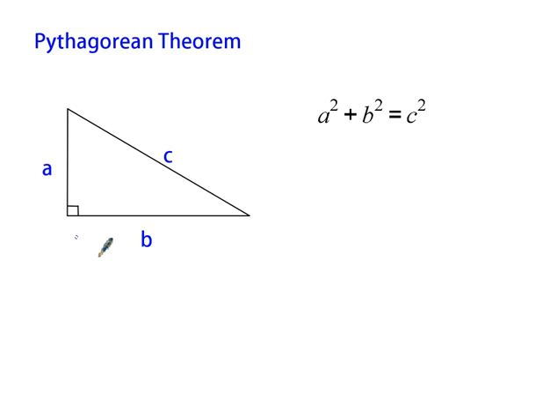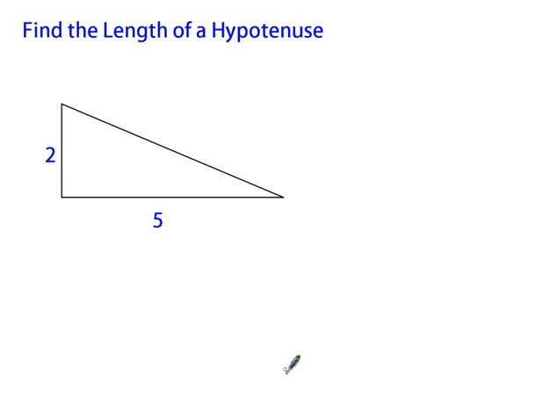If you label these lengths A, B, and C, you'll always get this equation where A squared plus B squared equals C squared. We can use this equation to find missing side lengths in right triangles. For example, in this right triangle, I have 2 and 5 on my legs. They're bordering on the right angle, and I do not know what the hypotenuse is or what C is going to equal.